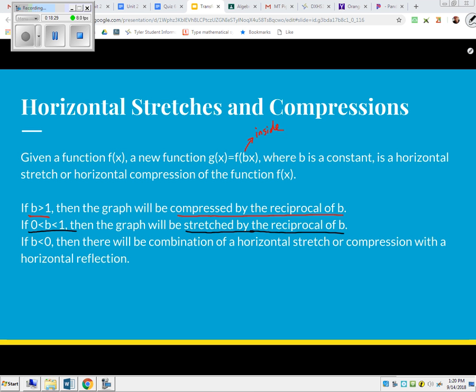Okay. And then finally, do not forget, same bottom line here. If it's less than 0, it's a reflection. We're going to treat it as 2 separate transformations. We're going to do a reflection, and then we're going to do either a compression or stretch, depending on whether it's greater than or less than 1. Okay?